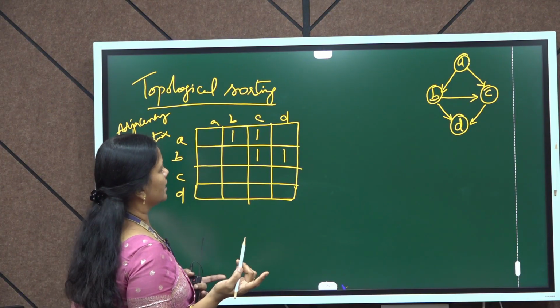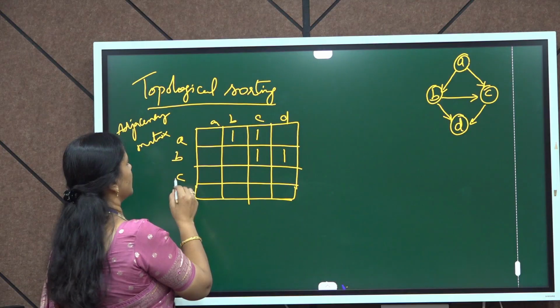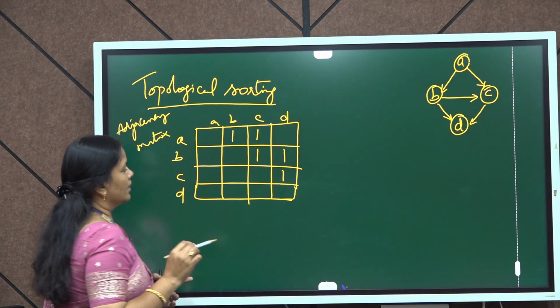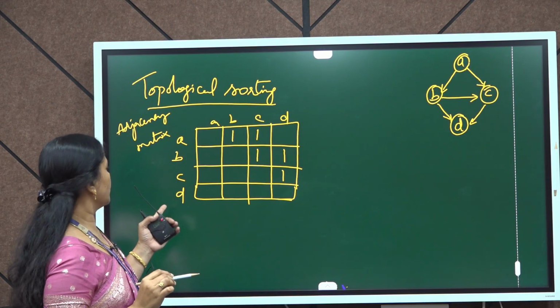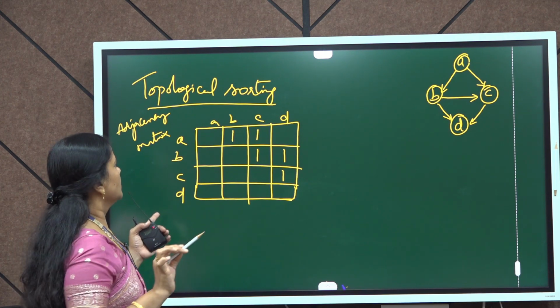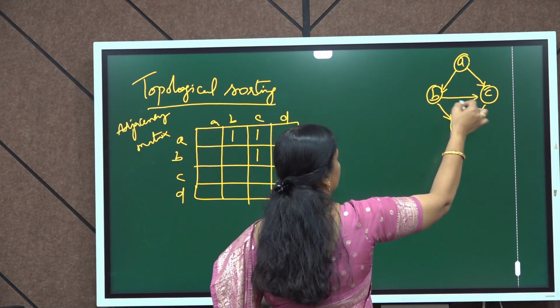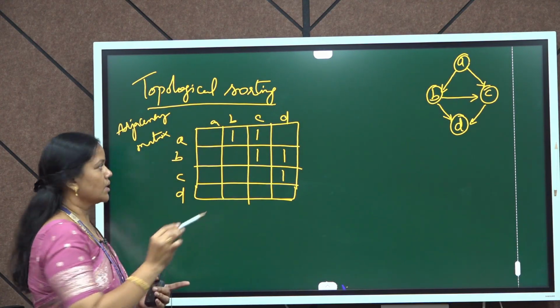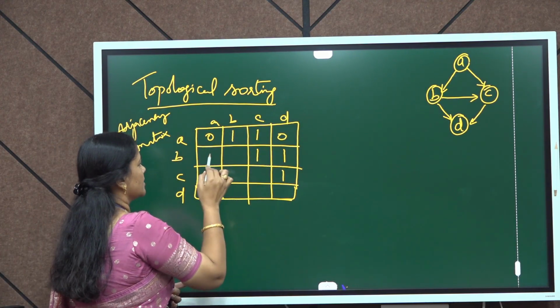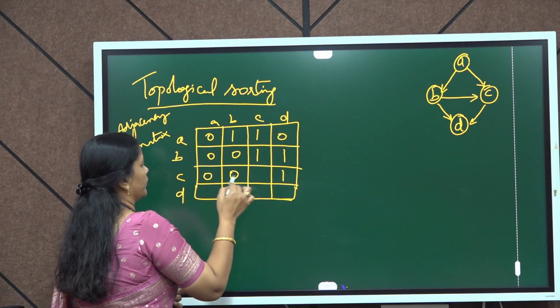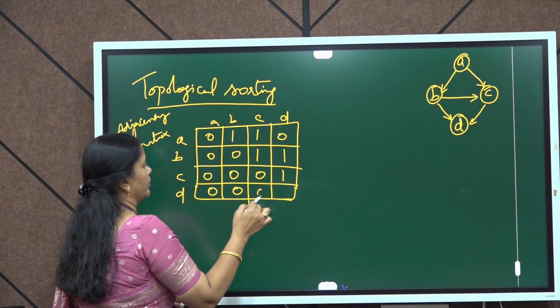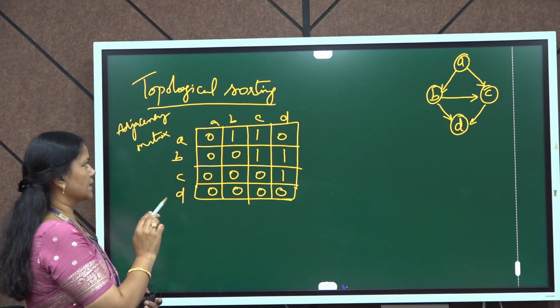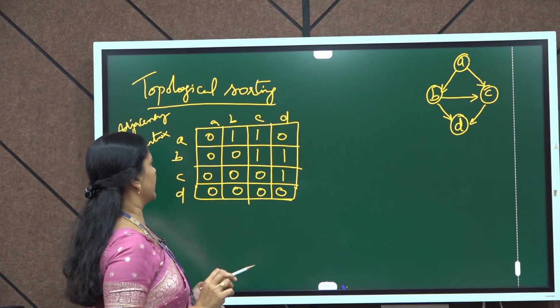Is there any other edge? Yes, C to D. Is there any other edge from D? No. So, totally I have 1, 2, 3, 4, 5, so 5 edges. I have marked these 5 edges, and the remaining entries are marked as 0. So, this is the adjacency matrix of the particular graph.